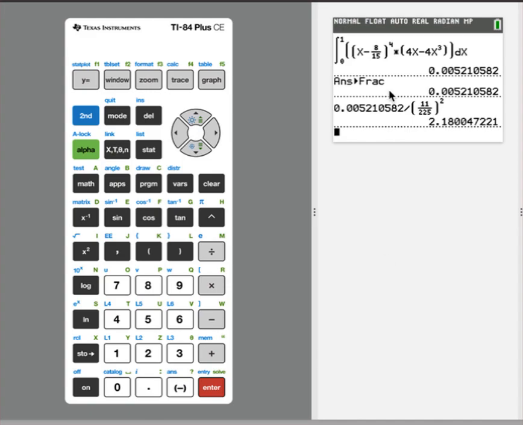All right, so that's how you can do the calculations for this example on the TI-84. You can also do it on the TI-36X Pro, several Casio calculators, HP calculators, and so forth.